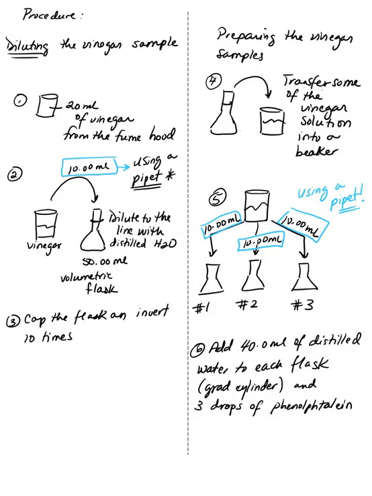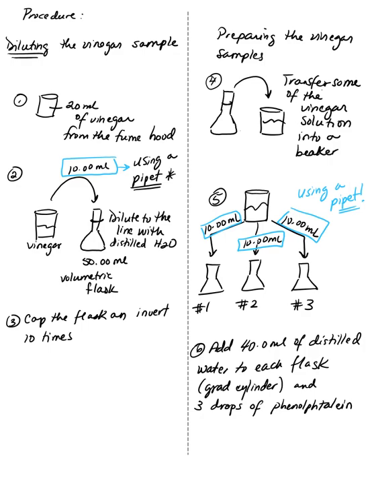For the procedure, the first thing that we have to do is to dilute the vinegar sample. The vinegar, if it's something close to 5% by mass, it's too concentrated for the sodium hydroxide solution that we're using. If you want to titrate a sample of vinegar directly, it means that you're going to require a lot of sodium hydroxide in order for you to determine the end point of the titration. So for diluting the vinegar sample, you're going to go to the fume hood and you're going to transfer about 20 milliliters of vinegar in a small beaker.